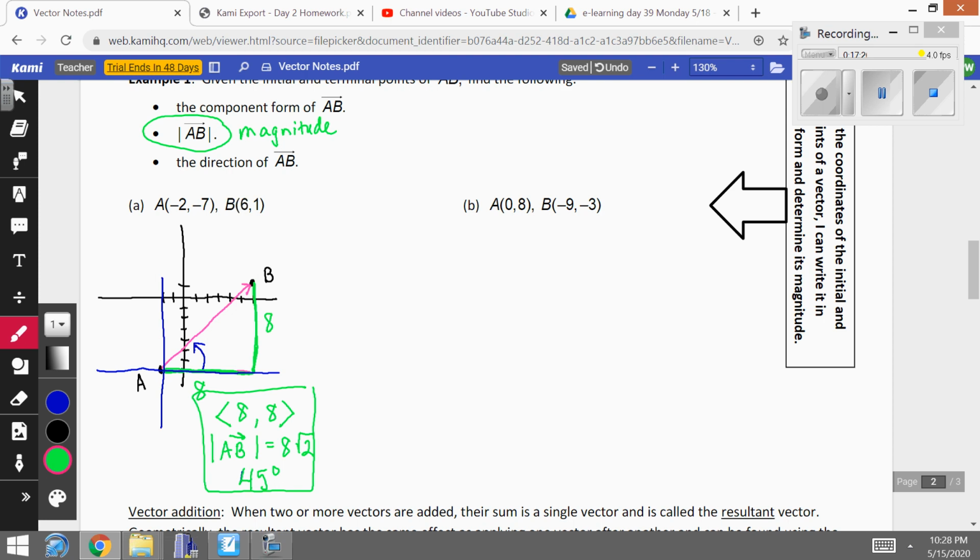Okay, try pausing it, try part B, and see what you can do. Again, you can draw yourself a picture. Some of you may be able to think through it without a picture, and that's okay too. Try it.